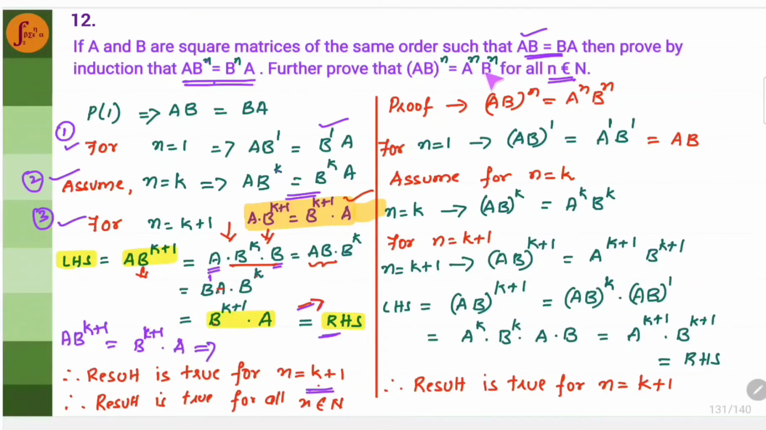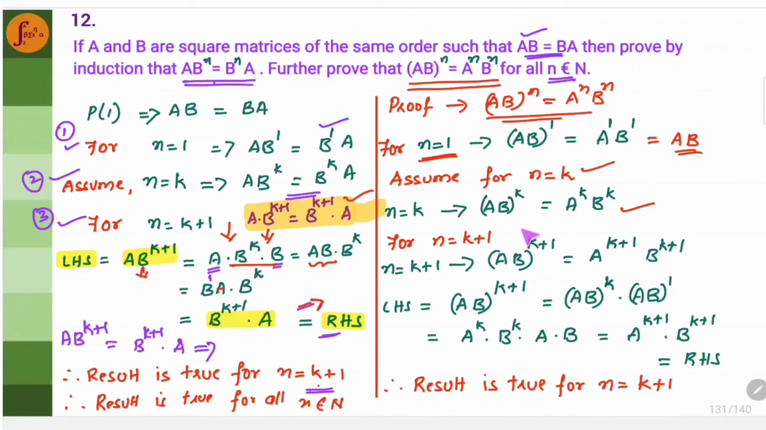Now, this is the second part of the problem. Further prove that this particular statement is true for all natural numbers. Same thing we'll start with. We'll take this statement. Take n is equal to 1. Substitute, you will get AB is equal to AB, obviously. Correct? Then we go with the second step, which is n is equal to k. Just substitute, you will get this.